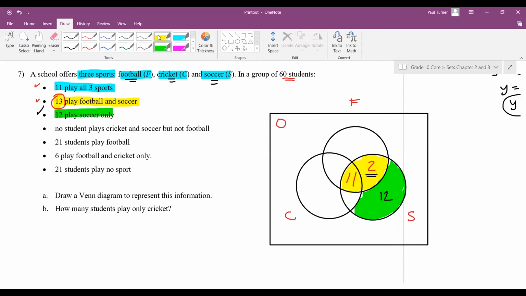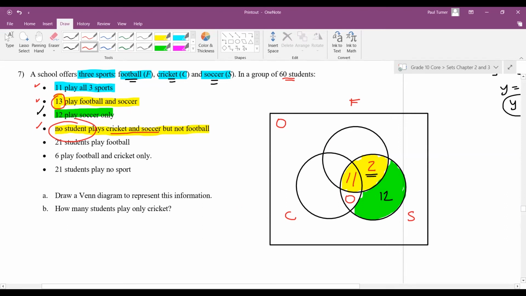So no student plays cricket and soccer, but not football. Cricket and soccer is here, but not football. So there's 0 students in here. That's what this one is telling you here. No student plays cricket and soccer, but not football. So that has to be 0, no students, okay?